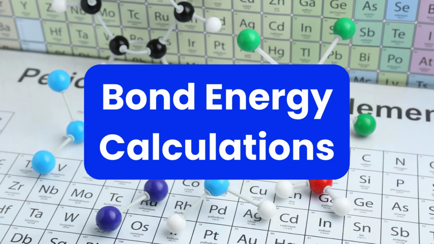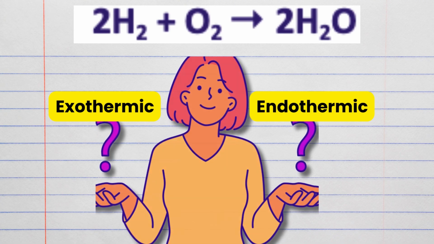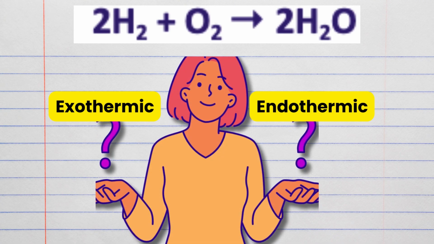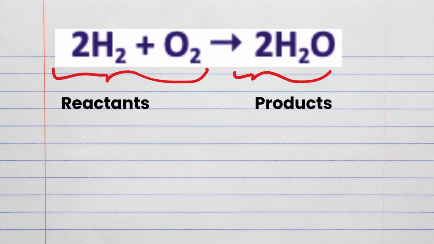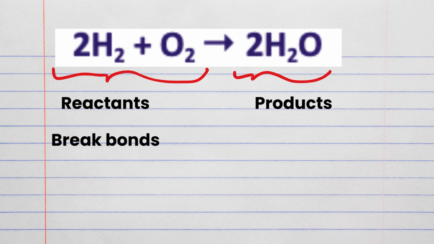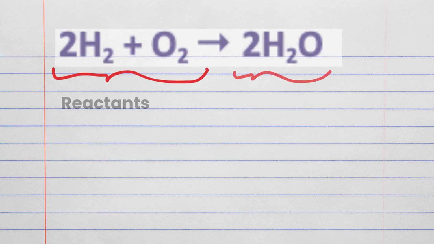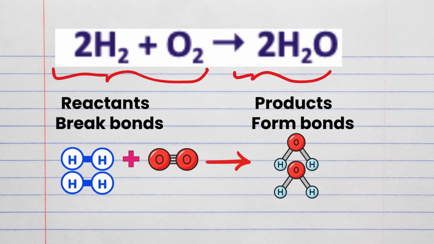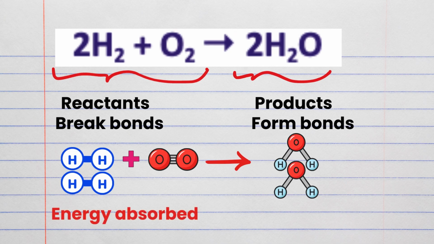Bond energy calculations to determine if a chemical reaction is exothermic or endothermic. Hydrogen and oxygen combine to form water. In any chemical reaction, bonds are broken on the reactant side and bonds are formed on the product side. Since atoms are held together by bonds, energy is absorbed when bonds are broken. Energy is released when bonds are formed, since the electrons move from high to low energy stable states.